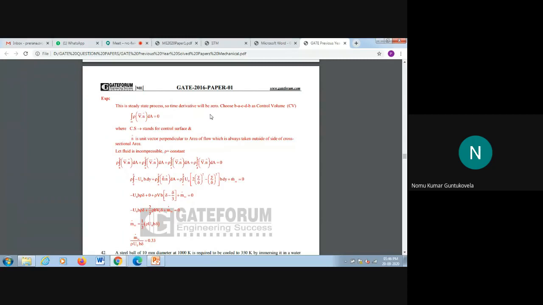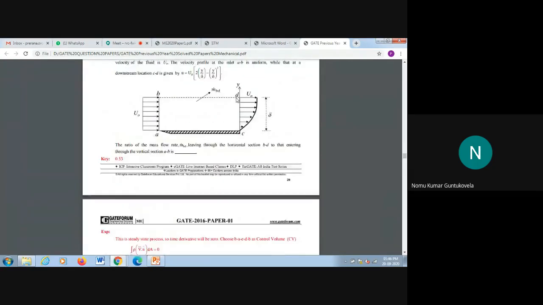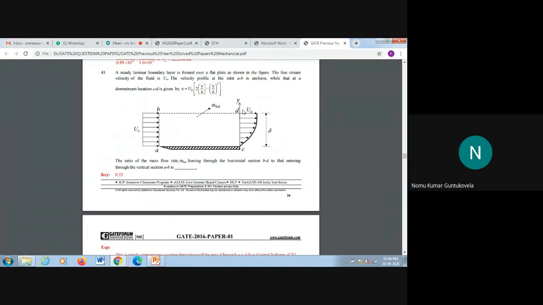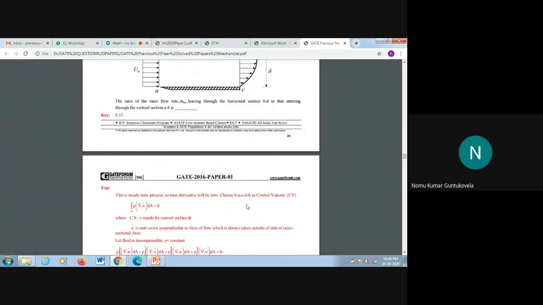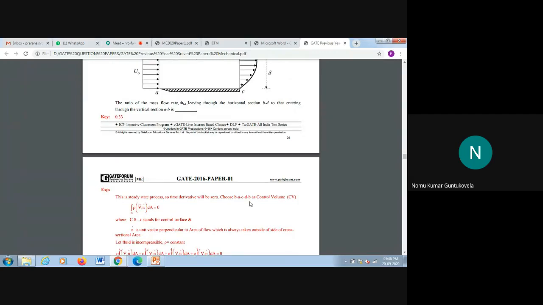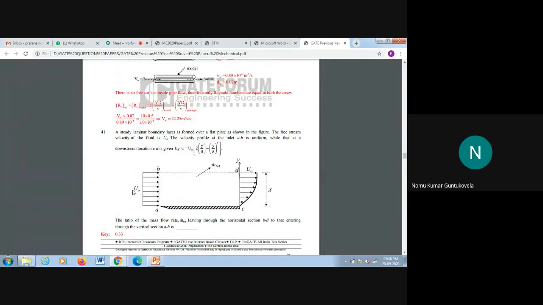Here we have B, A, C, D, B. That means if we assume this is a rectangle and we need to close it, then A to B, B to D, D to C, C to A: A, B, D, C, A. But according to this condition, we are considering B, A, C, D, B. So this is the constant volume, because the constant volume doesn't change.